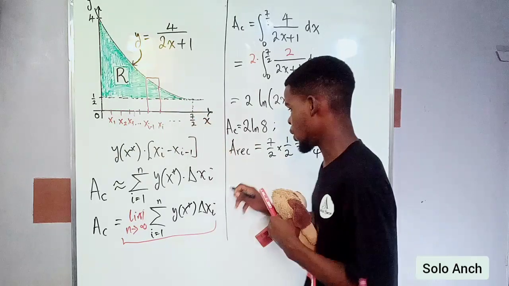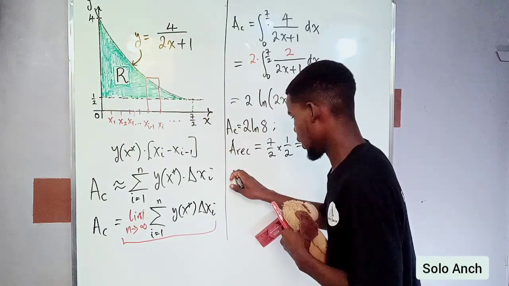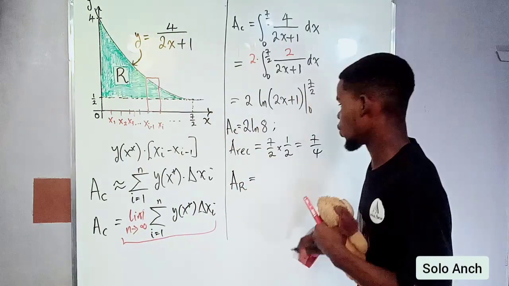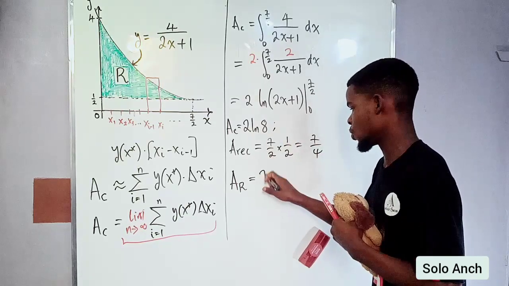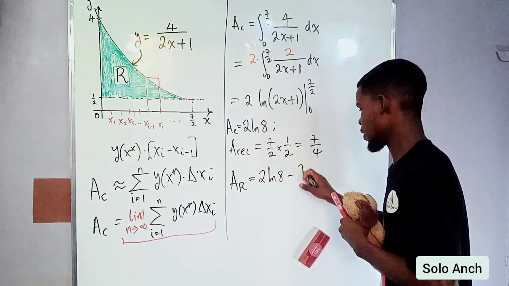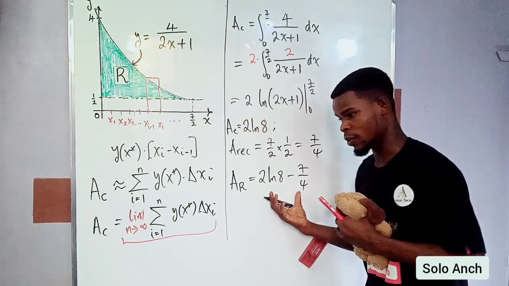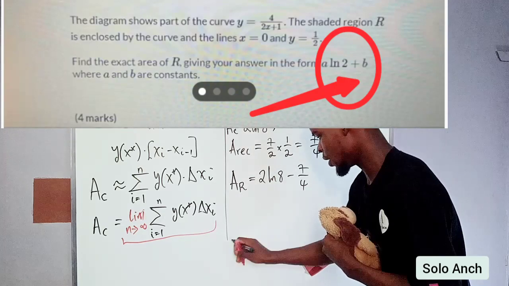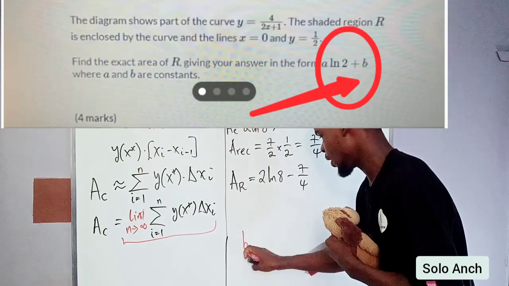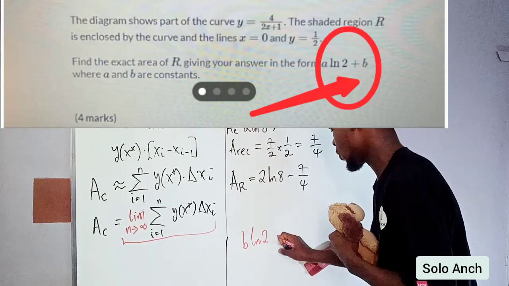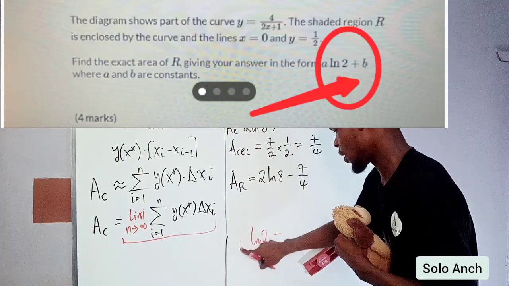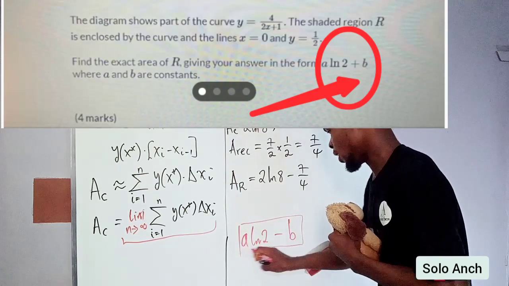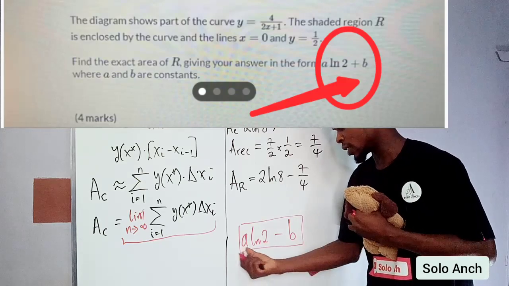So to get the area of the green region, that is the region which we call R, we subtract this from that. That will be 2 natural logarithm of 8 minus 7 over 4. Good, this is very good, right? But the question demands that we put our area in this form, b, then the natural logarithm of 2 minus, is it a? Yeah, this part is a. Natural logarithm of 2 minus b. That is how the area is to be presented, so that we can get our constants a and b.